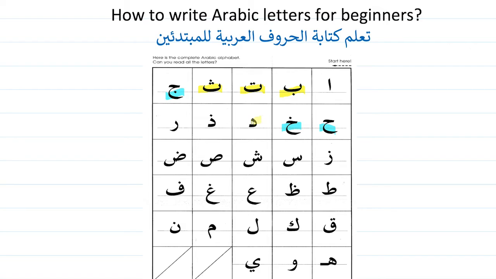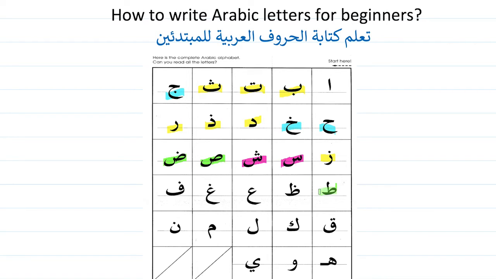Then Dal and Dhal are similar, and not far from them is Ra and Za. Just Dal stays on top of the line and Dhal stays on top of the line with the dot, similar. Ra goes underneath the line and Za goes underneath the line. So you need to just pay attention to these details. If you look at Sin and Sheen, also they look the same. Sad and Dad, they look the same.